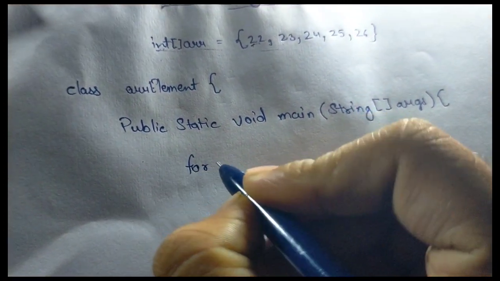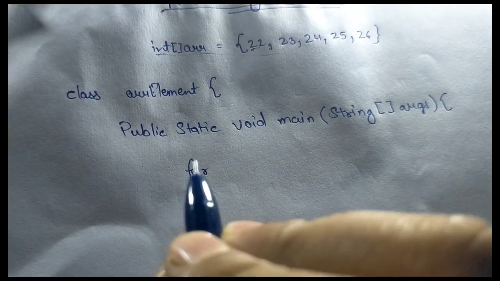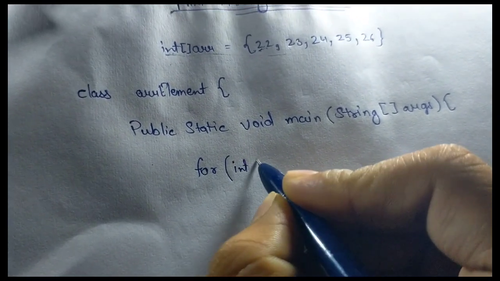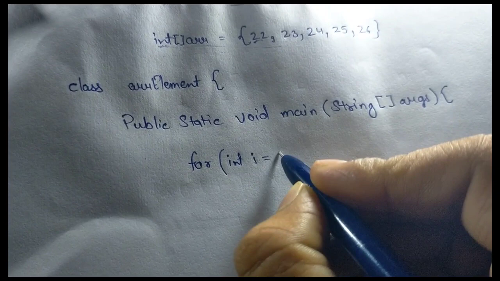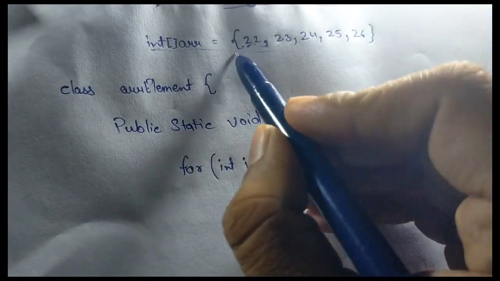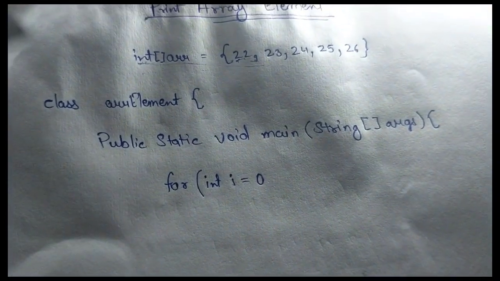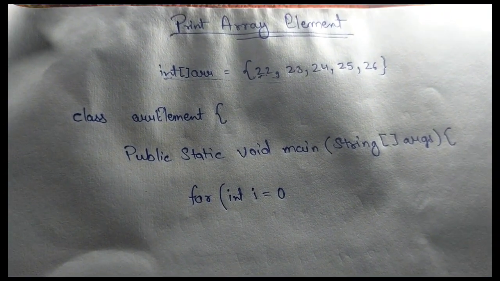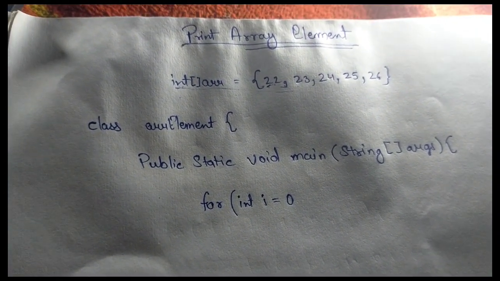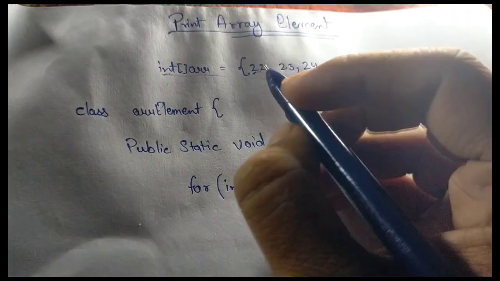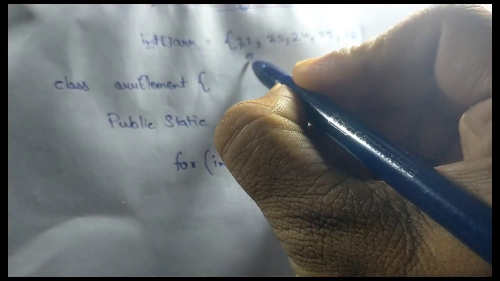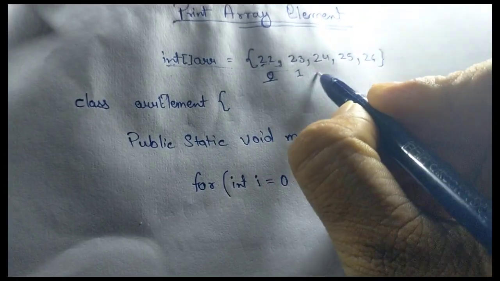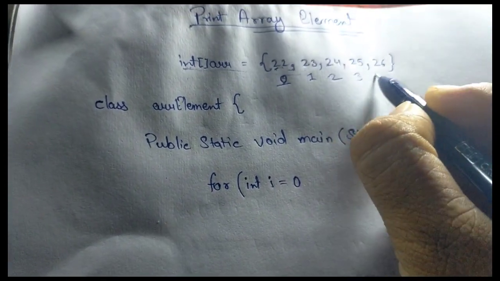First of all, we start with a for loop. We are using a for loop and starting int i. The initial value is 0 because an array is 0-based indexing. Its indexing starts with 0 and goes till the length of that array. In the first position the index is 0, then 1, then 2, then 3, then 4.